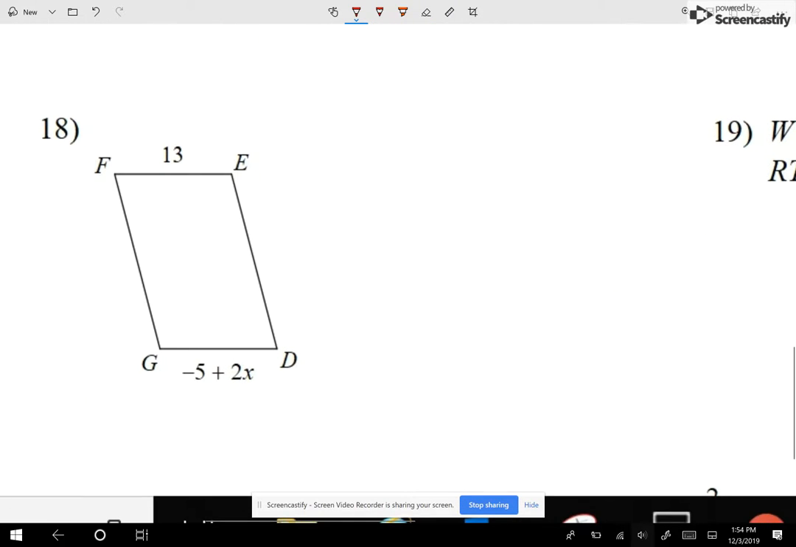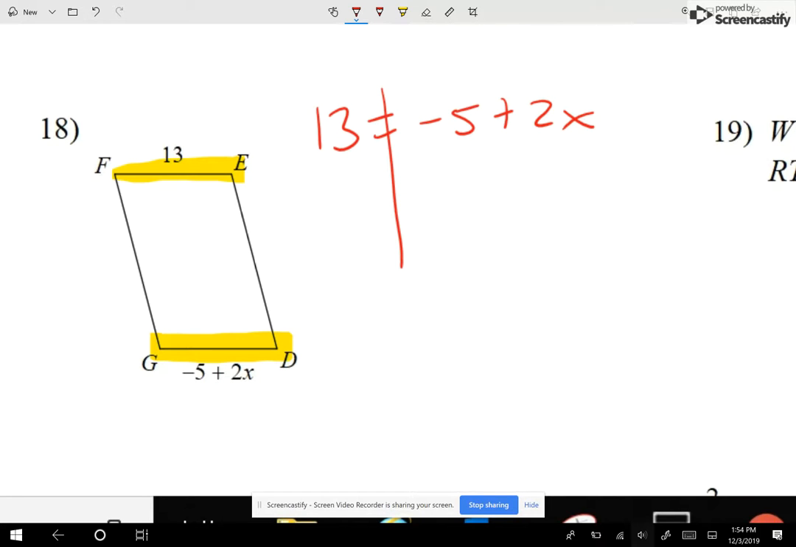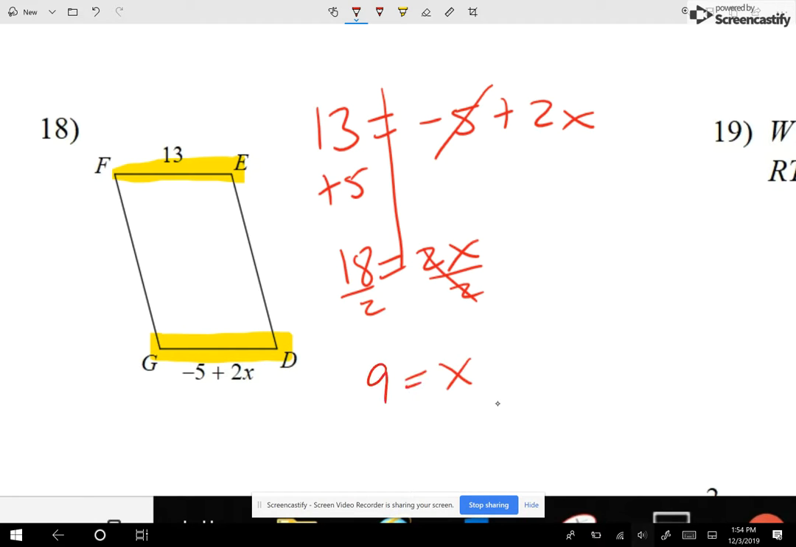Now, when it comes to sides, I'm looking at question number 18. FE is one side, GD is another side. They're opposite from each other. Then in this case, they equal each other. So I'm going to say that 13 equals -5 plus 2x. The rest is just solve for x. I have an x on the right, so my -5, I'm going to move it to the left. That's +5. So I get that 18 equals 2x. Let me divide by 2. x in this case is equal to 9.